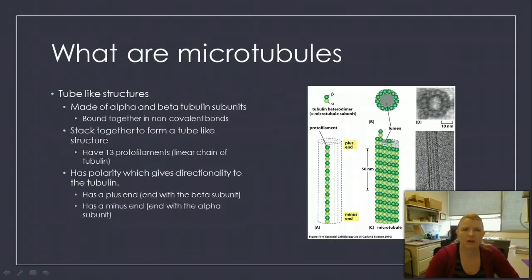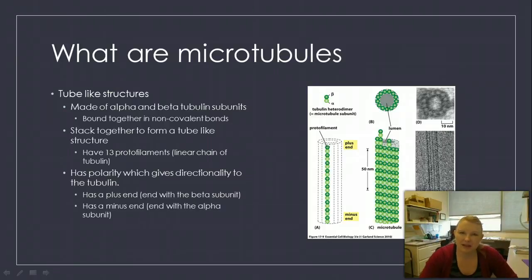So microtubules, as you can tell by the name, have a tubular shape, which is different than intermediate filaments that we saw back in topic number 1, which were more rope-like. This structure is composed of 13 protofilaments. They're linear chains composed of alpha and beta subunits, and these heterodimers make up these protofilaments. When all 13 come together, they form this tube-like structure when they stack together. These are all bound in non-covalent bonds, but they have this attraction to help really keep this as a strong shape within the cell.